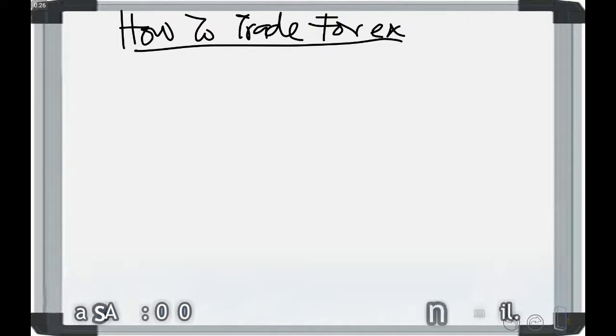Forex is a trade like every other business, like every other trade. And the essence of making a trade is to make profit. So if you're going to make profit from buying an item, that means you want to buy it at the lowest price possible. And if you're going to make profit from selling an item, then you want to sell it at the highest price possible.